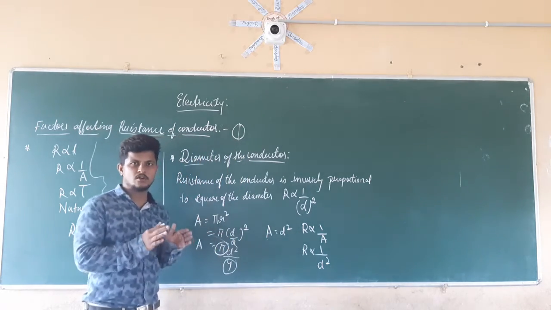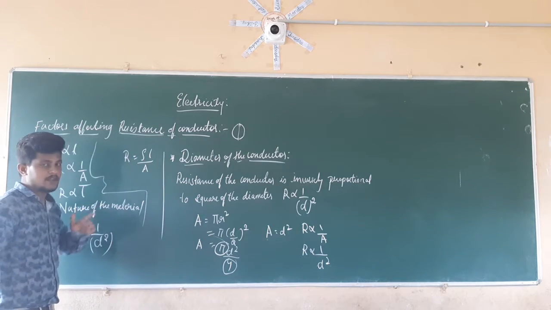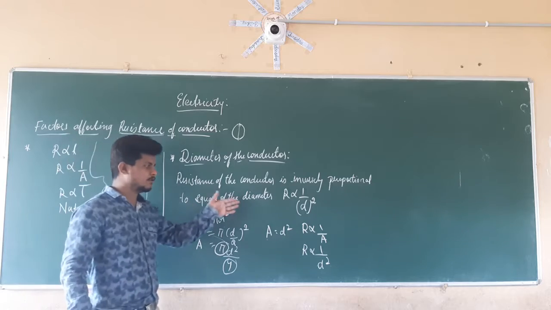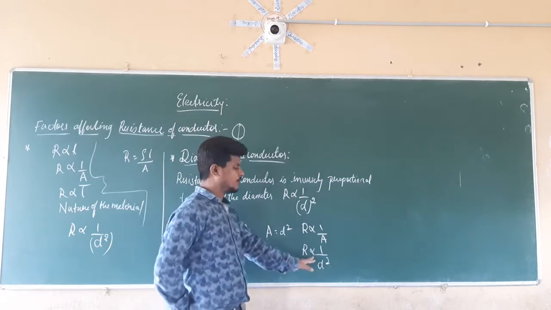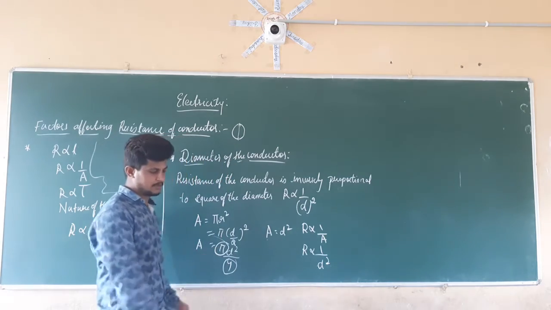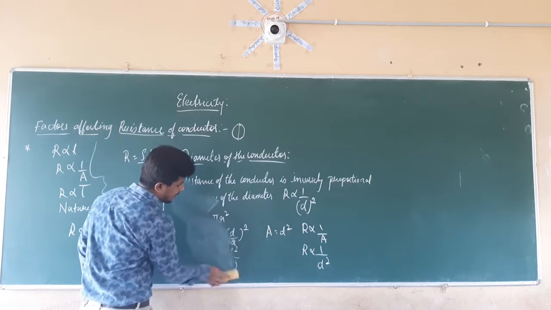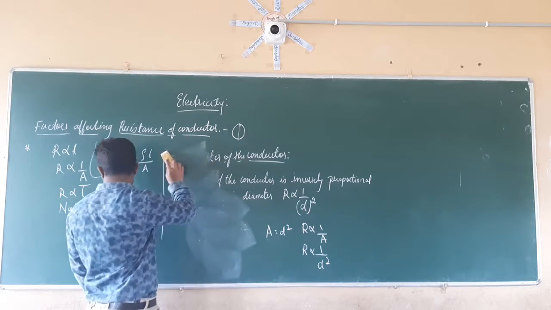So this is the fifth factor. It is not the factor. Don't write these in your examination. Write these 4 factors only. If in numericals they give questions like this, then only you go for this formula, that is R is inversely proportional to 1 by D square. So these are the factors affecting the resistance of a conductor. So remember all those factors.